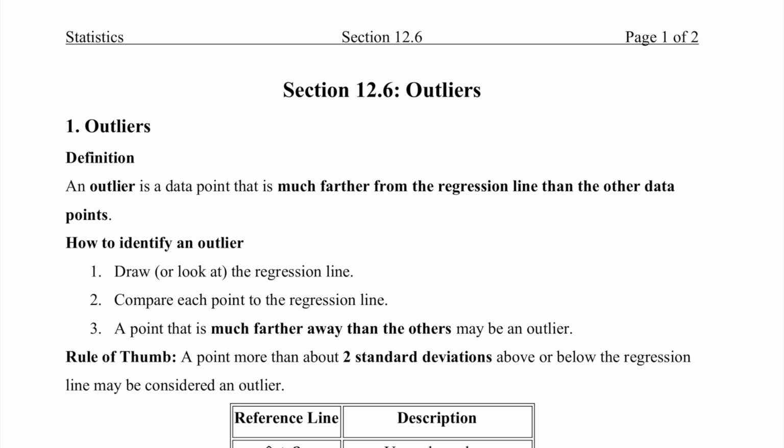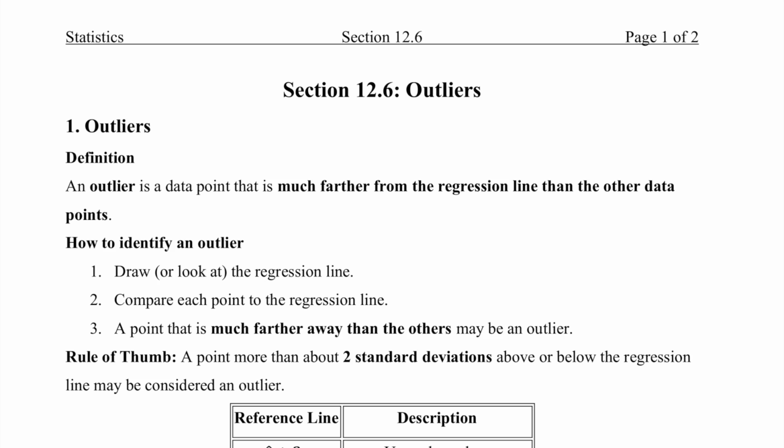Hi everyone! In this video, we'll learn how to identify outliers in a regression model. An outlier is a data point that is much farther from the regression line than the other data points. The key idea is that we are measuring the vertical distance from each point to the regression line.